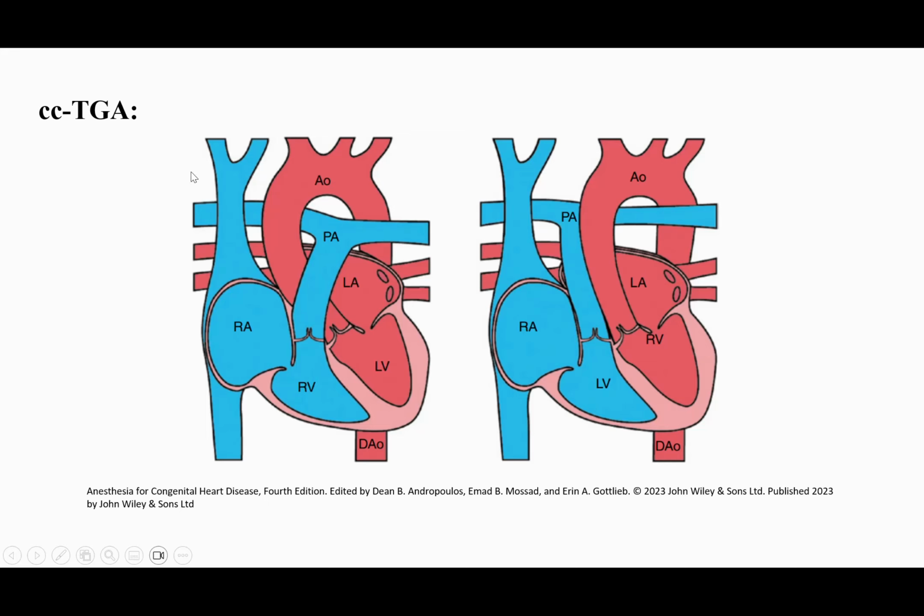This is a CCTGA in which the blood in the right atrium flows into the left ventricle, a discordance, and then from the left ventricle to the pulmonary artery, another discordance, but negative and negative equals positive. So eventually blood flows to the right destination, but through the wrong ventricles.